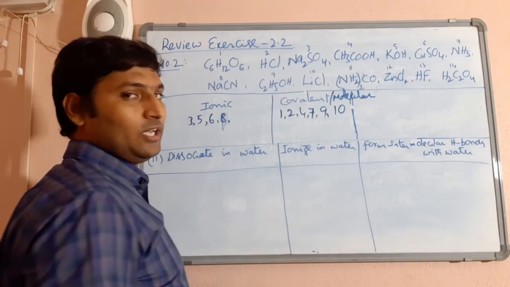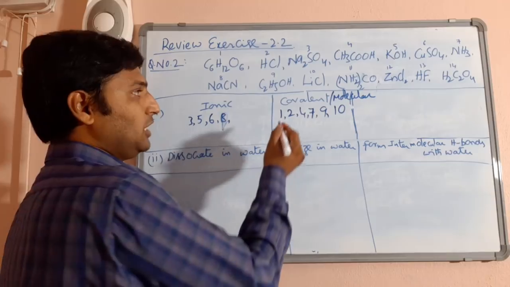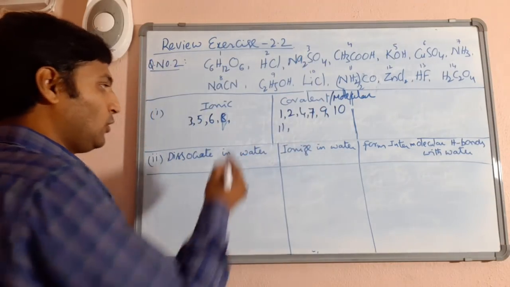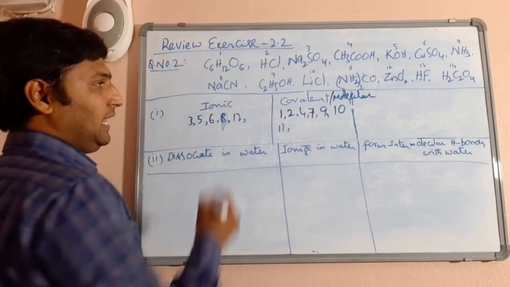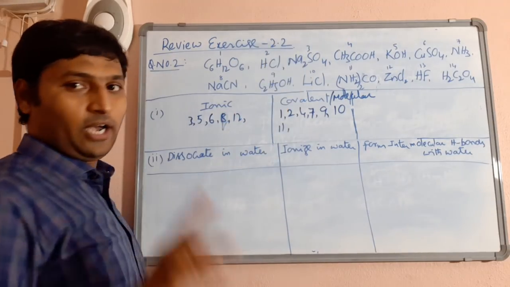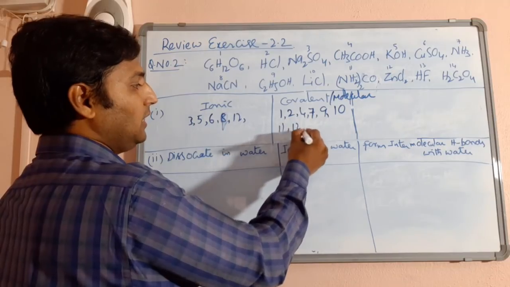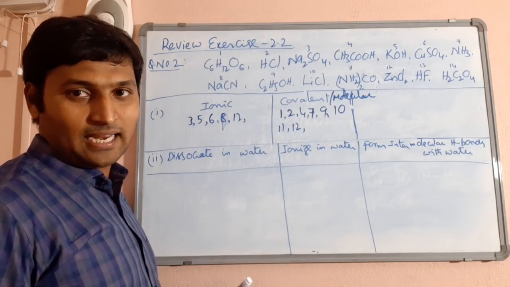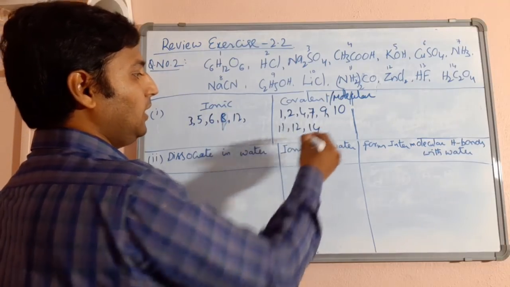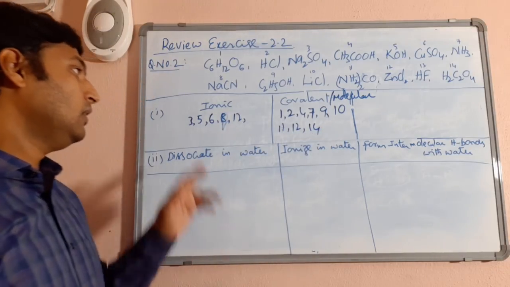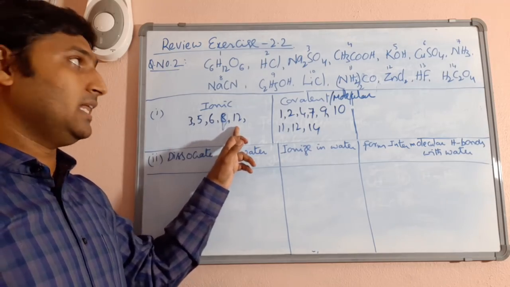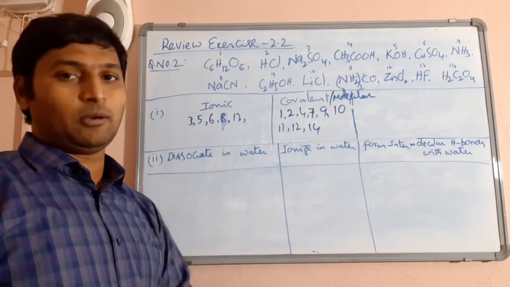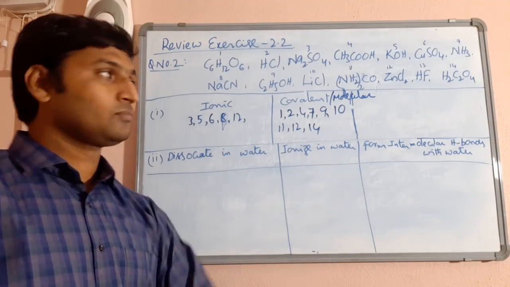NH2 taken twice, CO is nothing but urea, and urea is absolutely a molecular substance. Zinc chloride. Zinc is a metal, chlorine is a non-metal, so it must be an ionic compound. Hydrogen fluoride. Both are non-metals, so it must be a covalent or molecular substance. Oxalic acid, an organic compound, so must be a molecular substance. So 5 ionic compounds we had in this list, rest 9 of them were covalent or molecular substances.